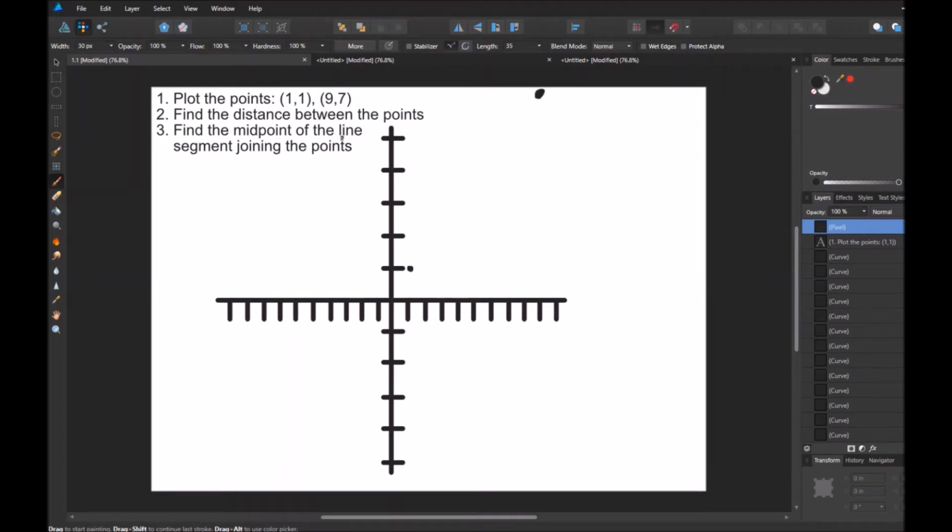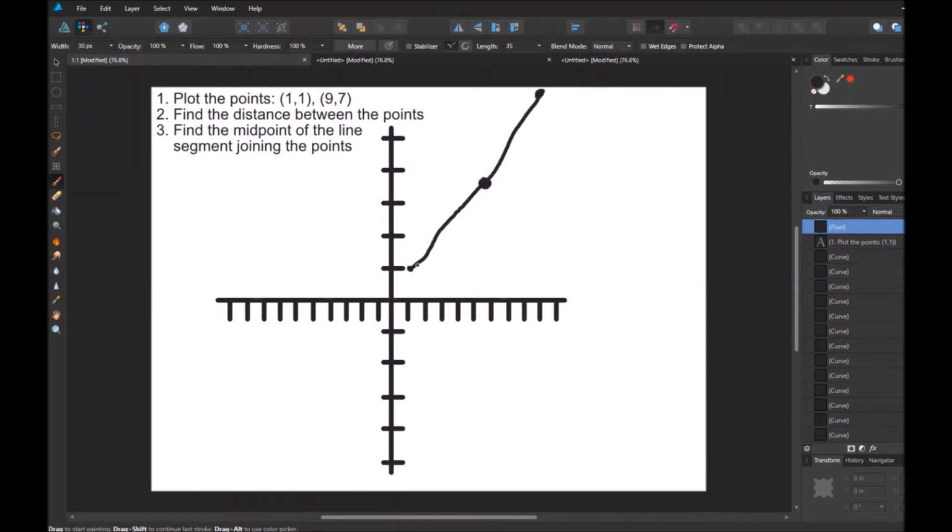Now it says find the midpoint of the line segment joining the points. So basically what it's asking us to do is draw a straight line from one point to the other, and just imagine that's a straight line, and find the point in the middle where, like if I plot the midpoint right here for example, the distance from this point to that point is the same as the distance from this point to that point.